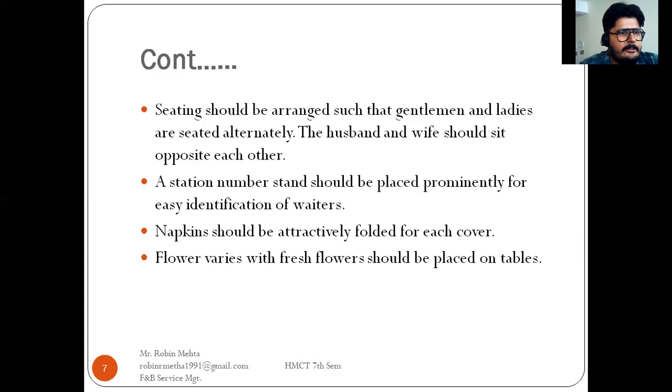Setting should be arranged such that gentlemen and ladies are seated alternately. The husband and wife should sit opposite each other. Whenever we are providing setting, we just provide according to the guest requirement. At this point, they may say that gentlemen and ladies can sit alternately, like after one chair there will be a gent, and then a lady, then a gent, and then a lady. But that only depends upon the guest, how they want to sit. They may sit together or they may sit alternately.